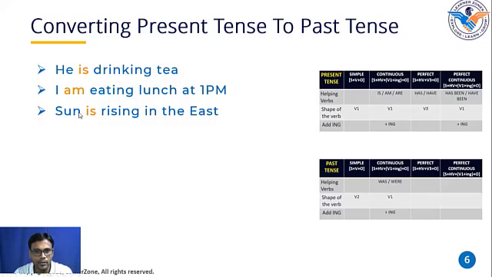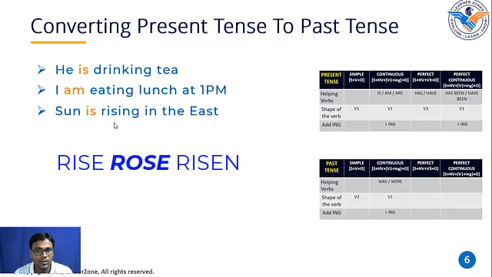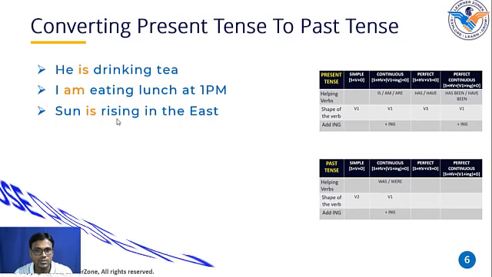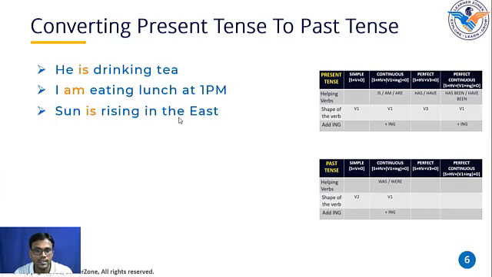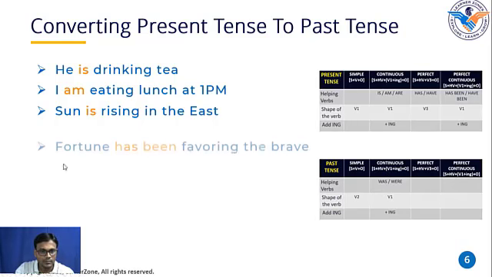Okay. So now I have to convert this sentence into simple past tense. If I were to convert this to simple past tense, sun rose in the east. If I want to convert the same sentence to past continuous tense, sun was rising in the east.